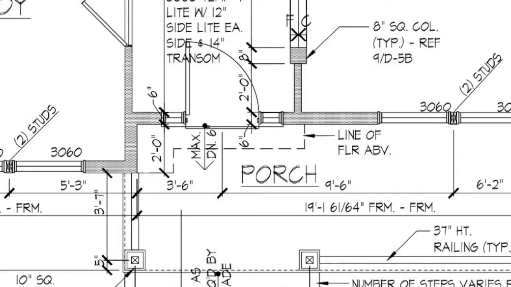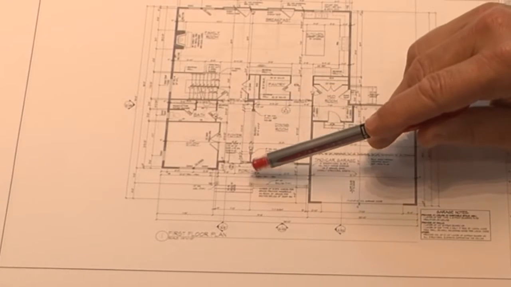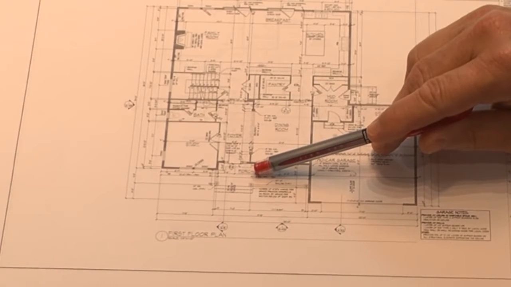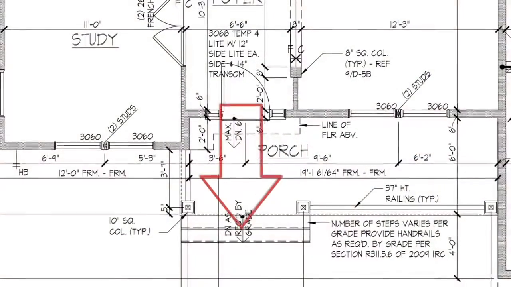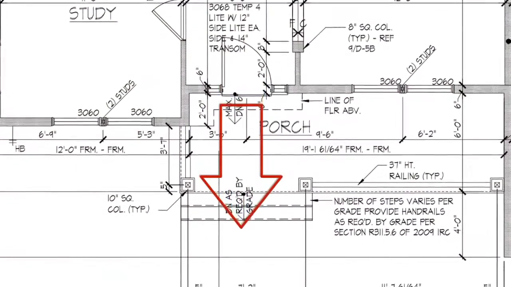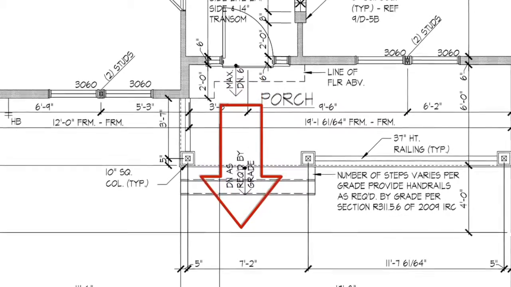You'll also notice as you go from the porch to the first floor, there's going to be a note that says max down 6 inches. So this is automatically defining that from the first floor elevation, you're stepping down 6 inches onto your porch. So you're starting to descend down to ground level, and then you'll have a series of steps to get down to your lead walk.